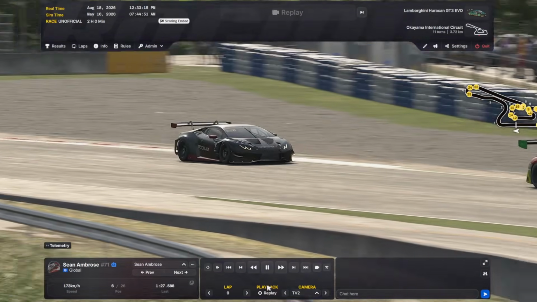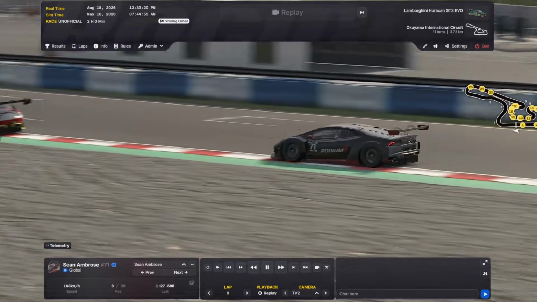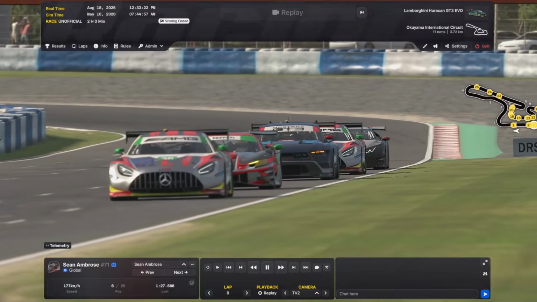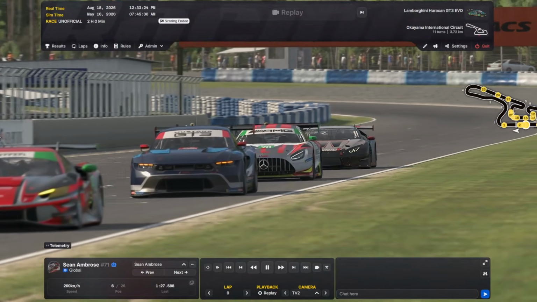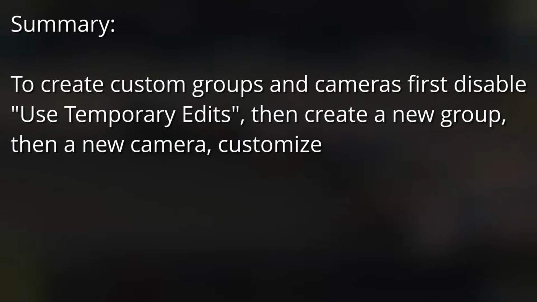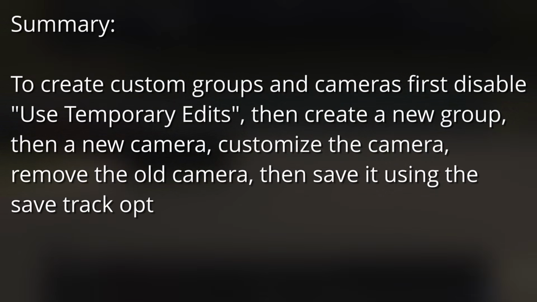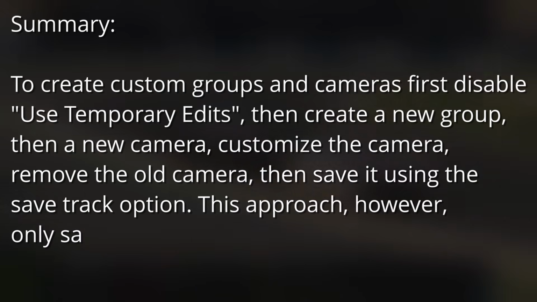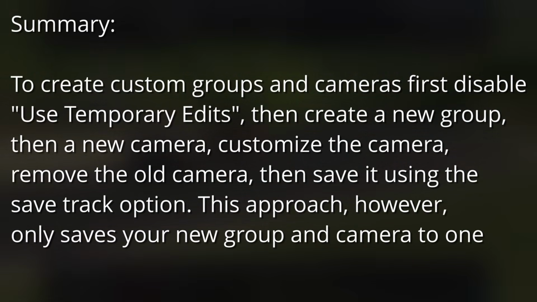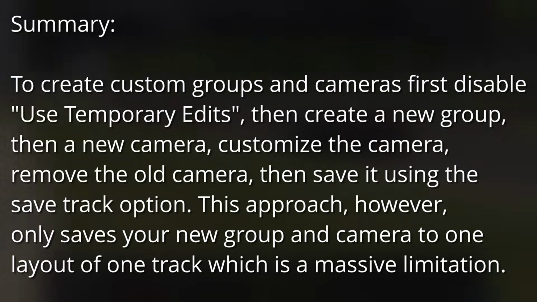At this point, you may be understanding why I decided to create a car and track pack along with this video, so you don't have to do all that work yourself. Summary. To create custom groups and cameras, first disable use temporary edits, then create a new group, then a new camera, customize the camera, remove the old camera, then save it using the save track option. This approach, however, only saves your new group and camera to one layout of one track, which is a massive limitation.